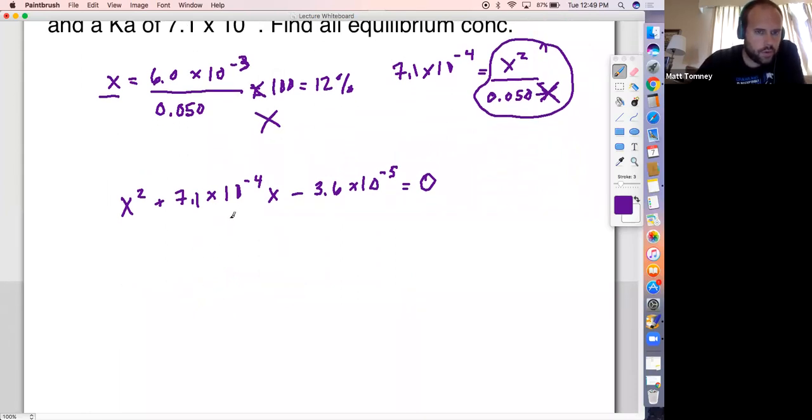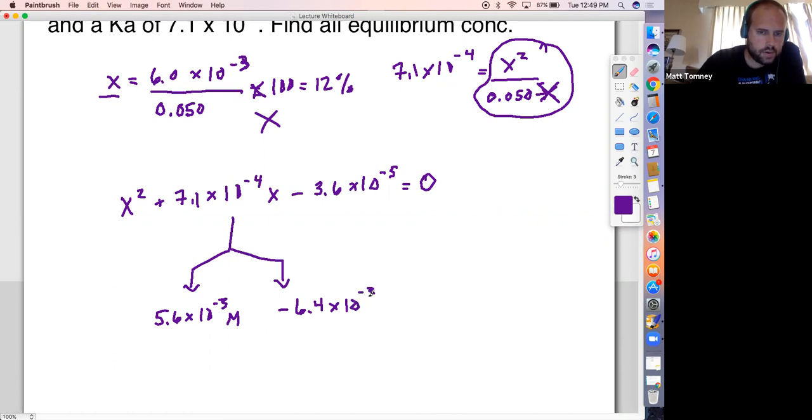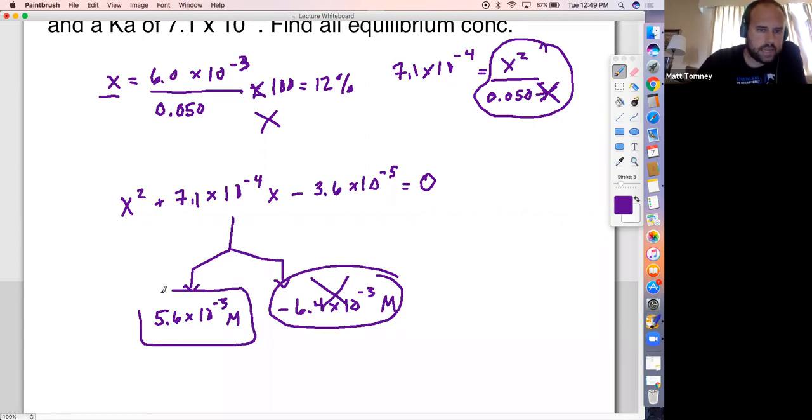Now you solve through the quadratic, you're going to get two answers. I'll let you do that as you work through on your own time. Okay, the answers that you should get are 5.6 times 10 to the minus third molarity and negative 6.4 times 10 to the minus third molarity. This one becomes an obvious toss out because we can't have negative concentrations. So 5.6 times 10 to the minus third is going to be the value that X would be equal to. And then you just go through and you solve your equilibrium concentrations using that value.